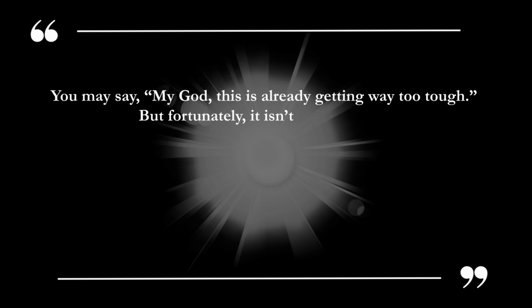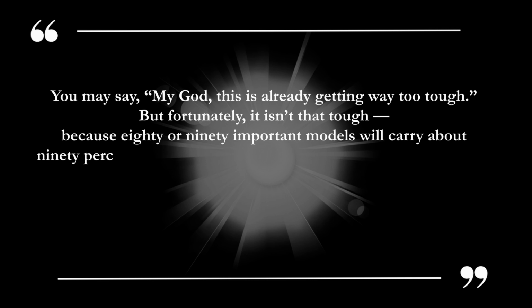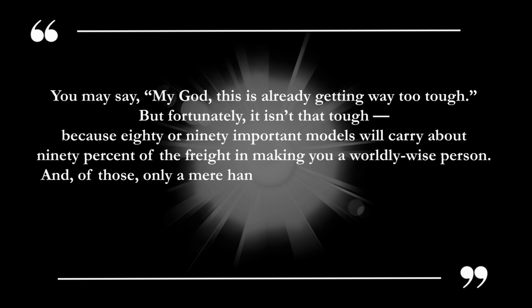You may say, my God, this is already getting way too tough. But fortunately, it isn't that tough, because 80 or 90 important models will carry about 90% of the freight in making you a worldly wise person. And of those, only a mere handful really carry very heavy freight, by Charlie Munger. The main way to acquire mental models is to read about them. That means to read multidisciplinary through a lot of subjects. Often the most basic mental models are found in the basics of those subjects. There are also books on mental models, and you find some recommendations on those books in the description below.